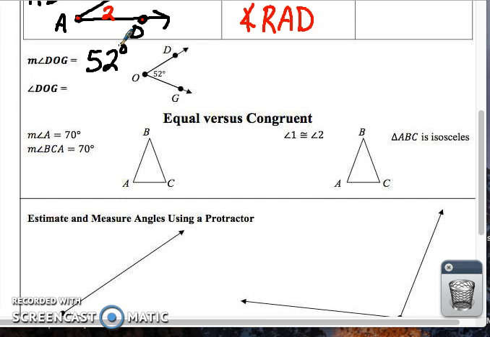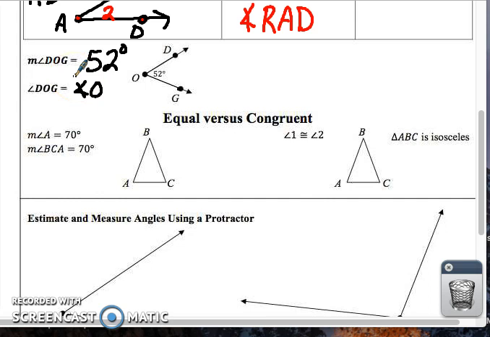So what are we talking about? Angle DOG here could be equal to... We talked about congruent before, okay? So we can say angle DOG is equal to angle O. Why? Because they're the exact same thing. Remember we talked yesterday about congruent and equal. If we're talking about the exact same thing, they can be equal. So angle DOG is equal to angle O because they're the exact same thing. The measure of those angles is 52 degrees.